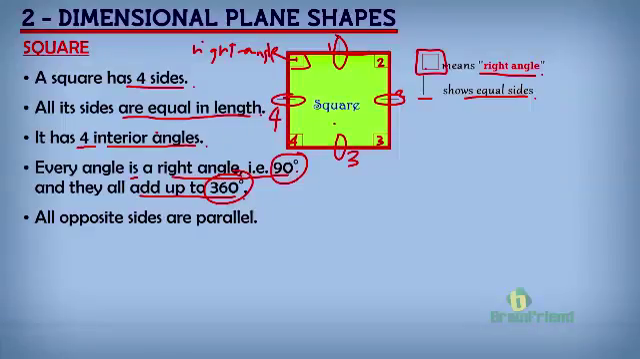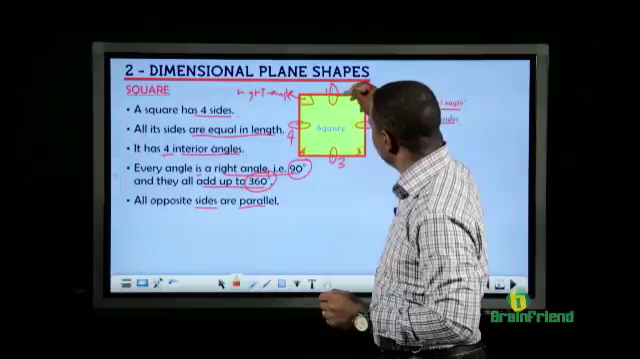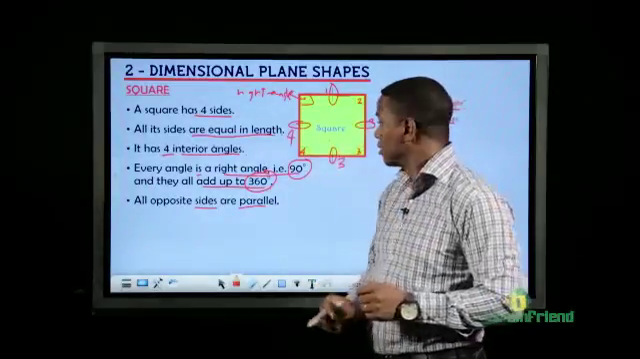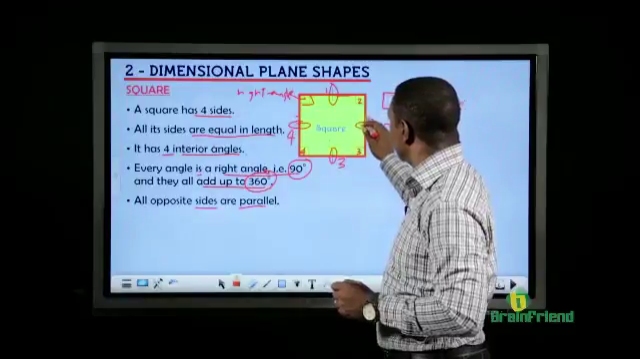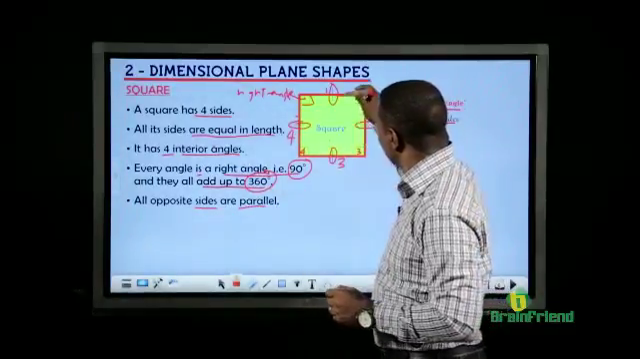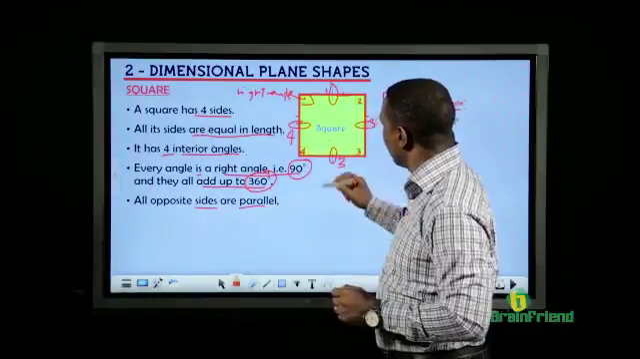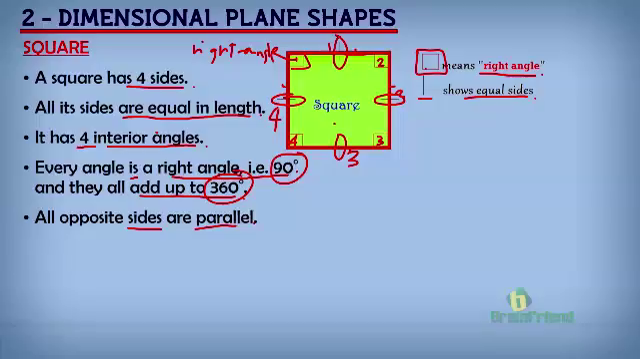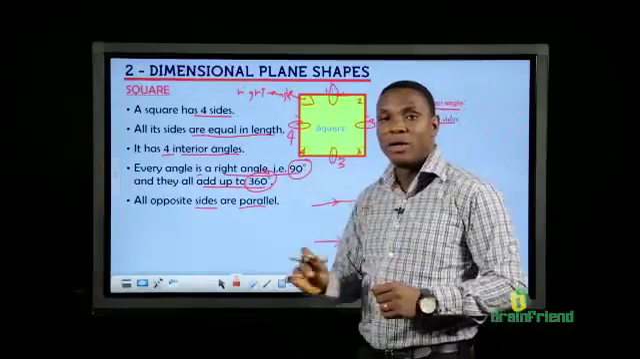Lastly, the opposite sides of a square are parallel. The word parallel simply means that these opposite sides, of course, this side is opposite to this side. Again, this side is also opposite to this side. So it means that these opposite sides are parallel one to another. Parallel means that they are traveling in the same direction. We use an arrow to show that sides are parallel.